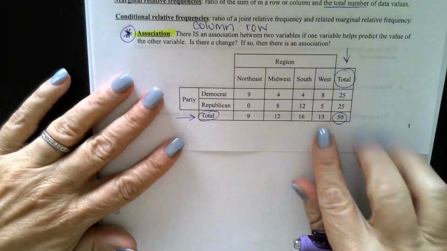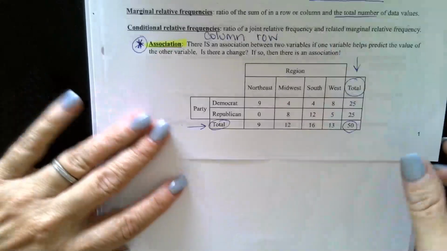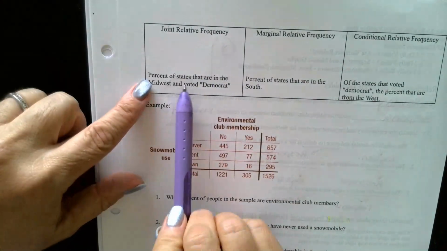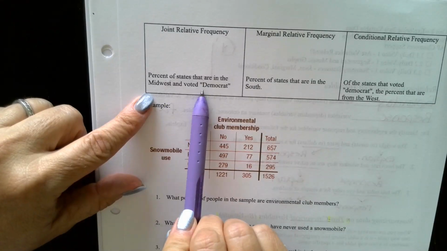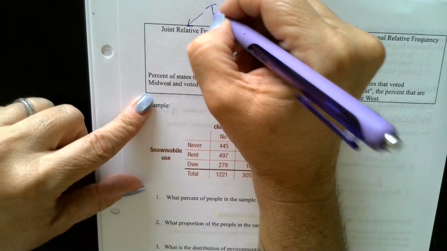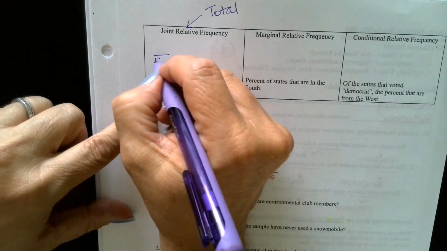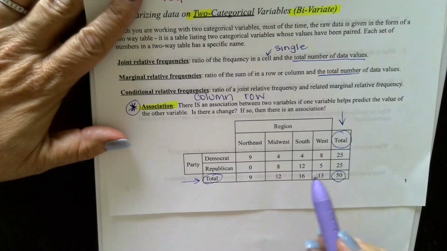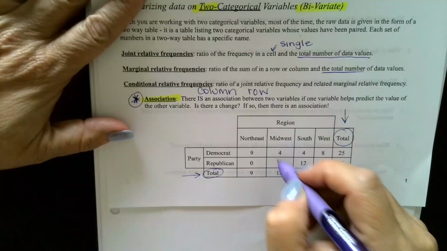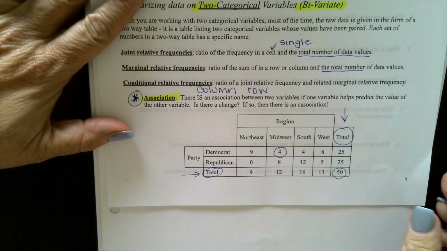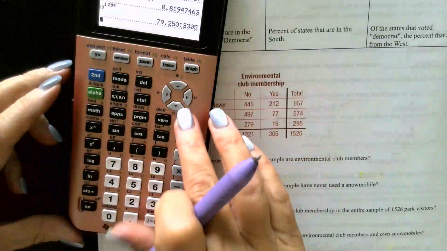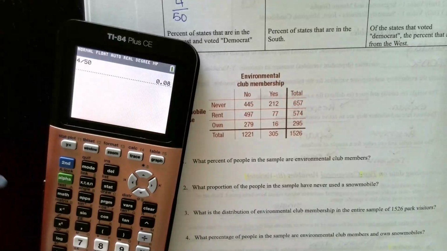So we have this data, and the first thing that it's going to ask us, if we flip this over, is we want the joint relative frequency of the percent of states that are in the Midwest and voted Democratic. So joint relative, this tells me that I have to have a total. And I know right now, without even looking back at my table, that my total of all of those points is 50. So if I look back over here, and I want to know the states in the Midwest, so that's this column, that voted Democratic, it's this one value right here of 4. So my joint relative frequency is 4 divided by 50. And if we plug this in, we get 0.08.